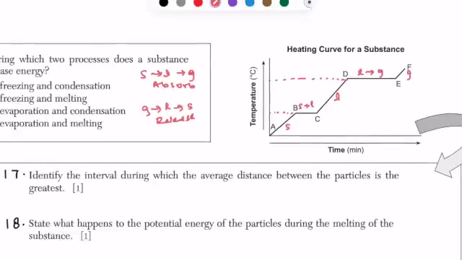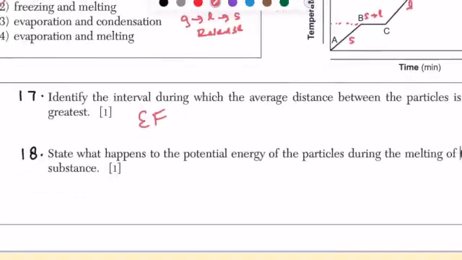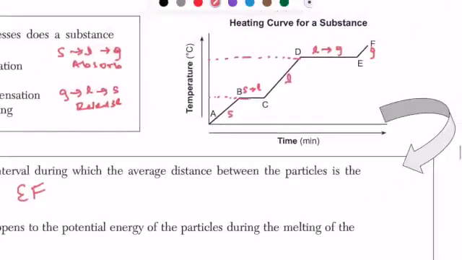Identify the interval during which the average distance between the particles is the greatest. So that will be your gas phase. So the interval is EF. State what happens to the potential energy of the particles during the melting of the substance. So melting is just one example, but during any phase change, the kinetic energy remains the same, as you can see, because it's a straight line, no temperature change, so no change in kinetic energy.